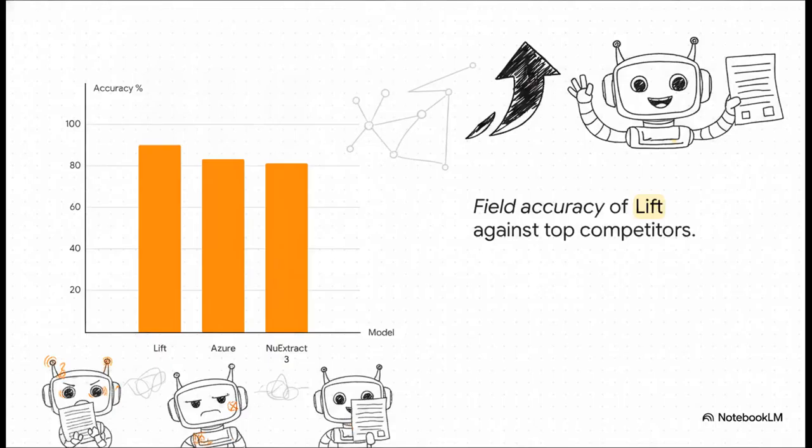When scoring for deterministic exact matches against the ground truth, Lift hit a 90.2% field accuracy. Just look at what it's beating. Azure Content Understanding, a massive enterprise tool, scored 83.4%. New Extract 3 came in at 81.5%. Even Qwen 3.5, another 9 billion parameter model, only managed 76.3%. So Lift absolutely dominates this specific, highly demanding niche of document extraction.